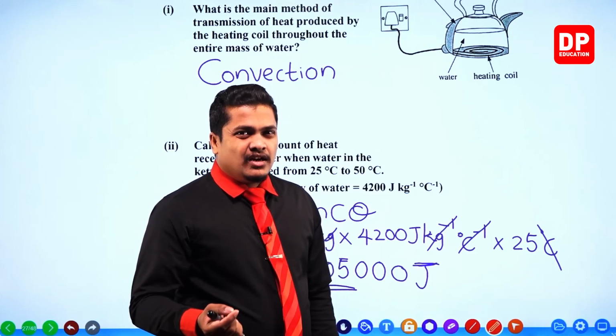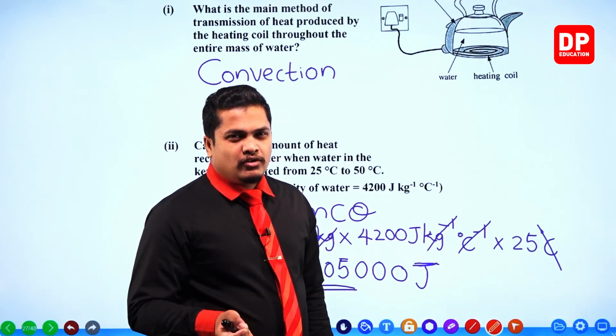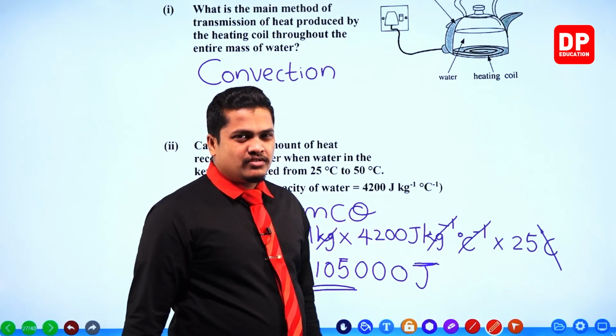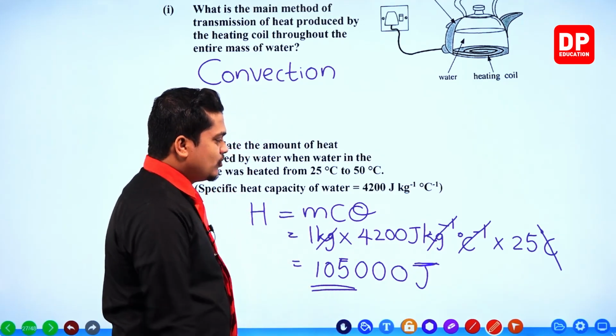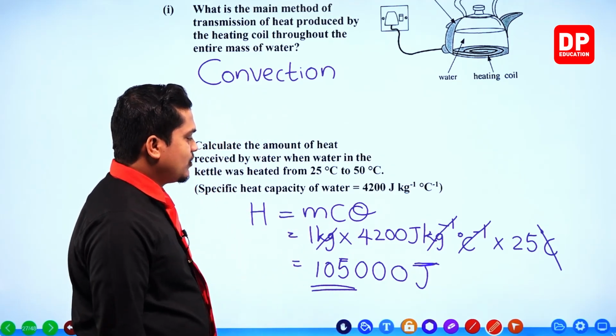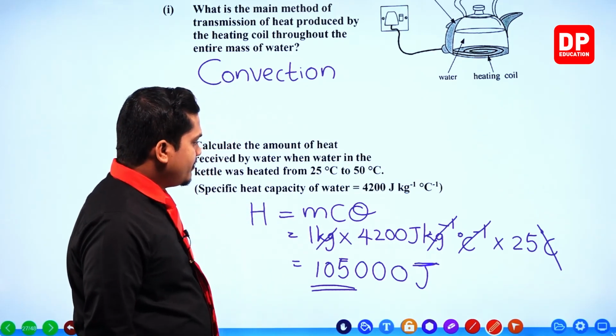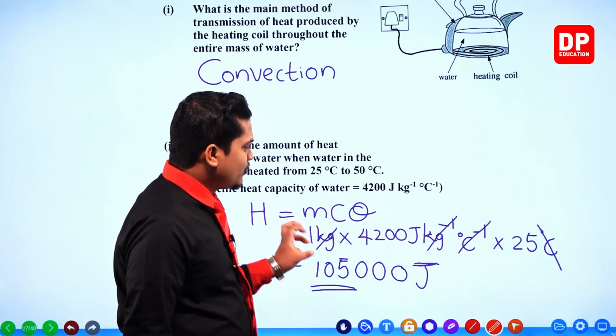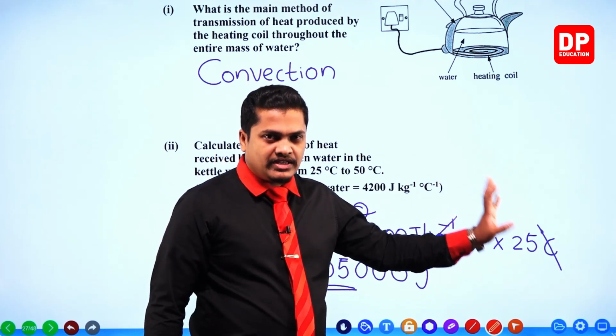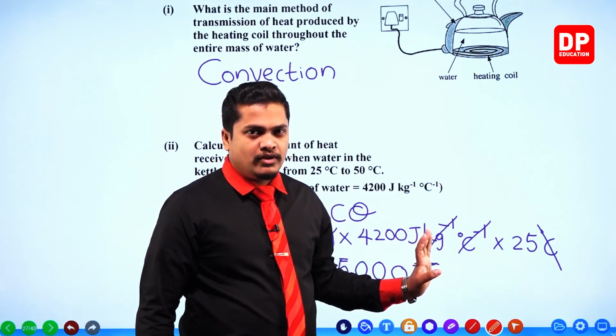So there's no need to convert this into kilojoules because it is not asked in the question. So you can just keep the joule answer itself like this. So 105,000 joules is the answer. So when substituting, my dear children, it's not important to write down the relevant units like this and to show the calculation like this.